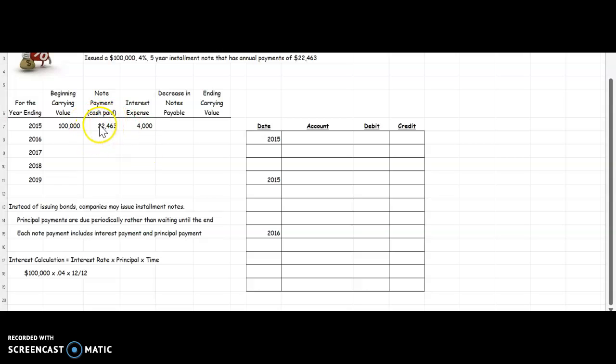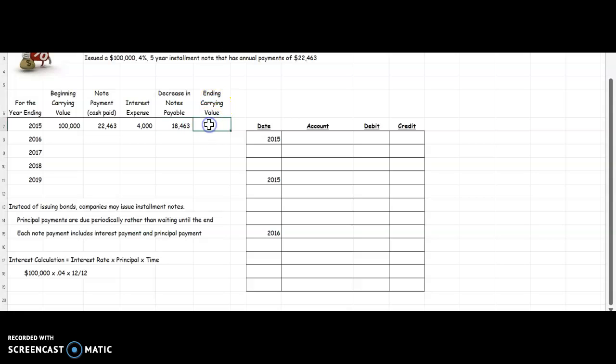So I'm paying a total amount of $22,463. Of that amount, $4,000 is going toward interest expense. So the remainder is going to go towards the principal amount to pay off some of that principal amount. So I would take the total amount I'm paying, and subtract out the $4,000. So this is the total amount going toward the reduction of the principal.